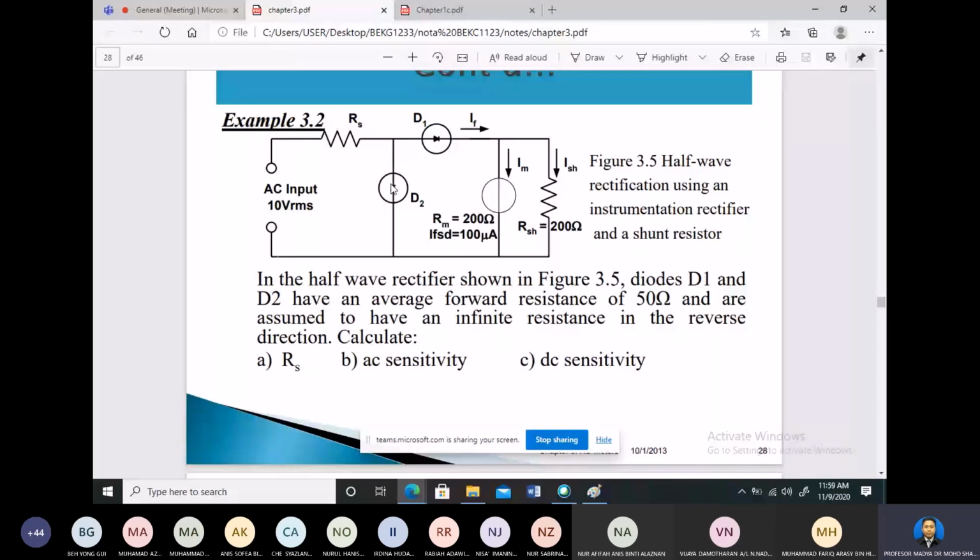So then you can calculate the RS. Calculate the RS, the AC sensitivity and the DC sensitivity. Normally you can use the formula. Calculate the RS, calculate the AC sensitivity and DC sensitivity. Okay, this is for the example.